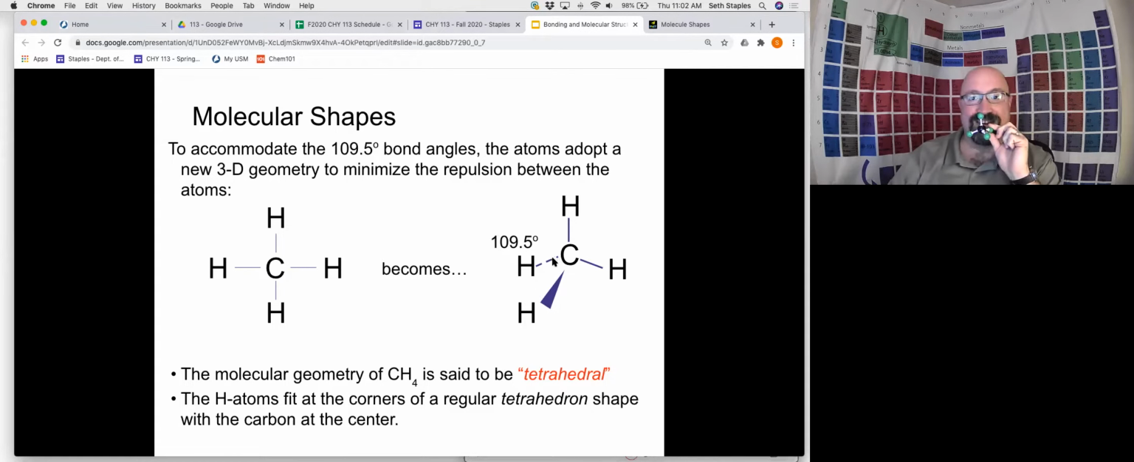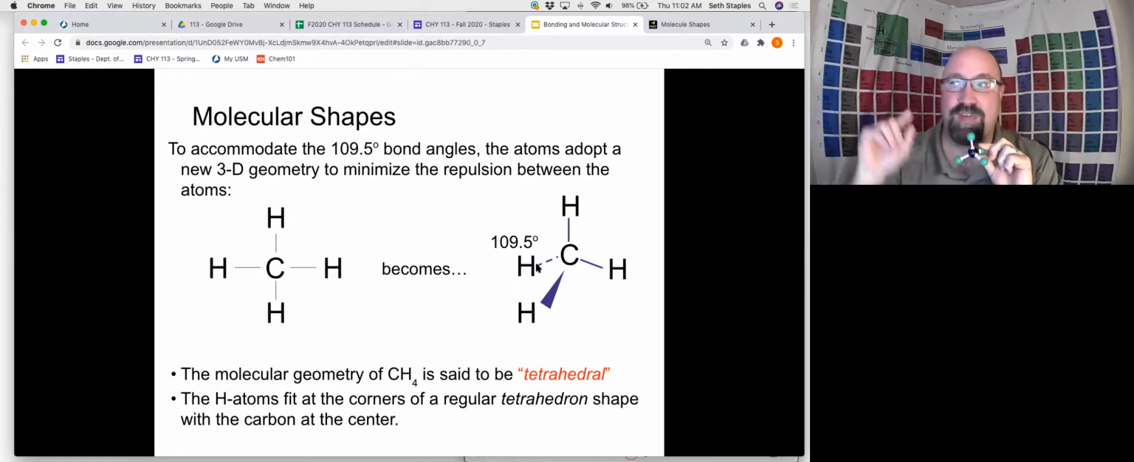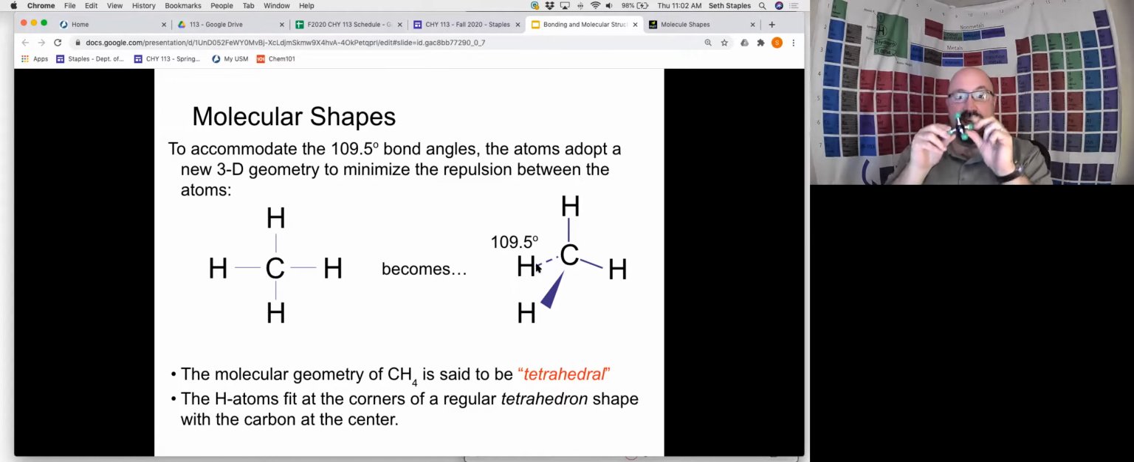And then we have this dashed line here. This, again, is pointed a little bit down, but is going back behind the screen. So if you're watching this on a computer, on your iPhone, whatever, picture that as being in behind. That hydrogen is in behind the screen. It's the one that I'm actually holding, which you can't see because it's behind everything else. And so we have this three-dimensional shape now of the methane molecule.